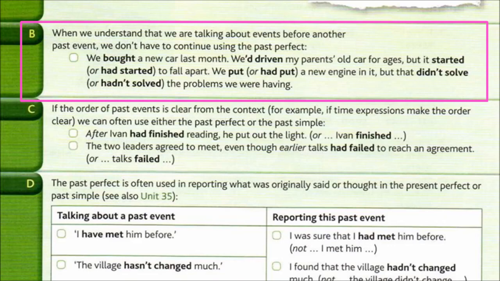B. When we understand that we are talking about events before another past event, we don't have to continue using the past perfect. We bought a new car last month. We'd driven my parents' old car for ages, but it started to fall apart. We put a new engine in it, but that didn't solve the problems we were having.